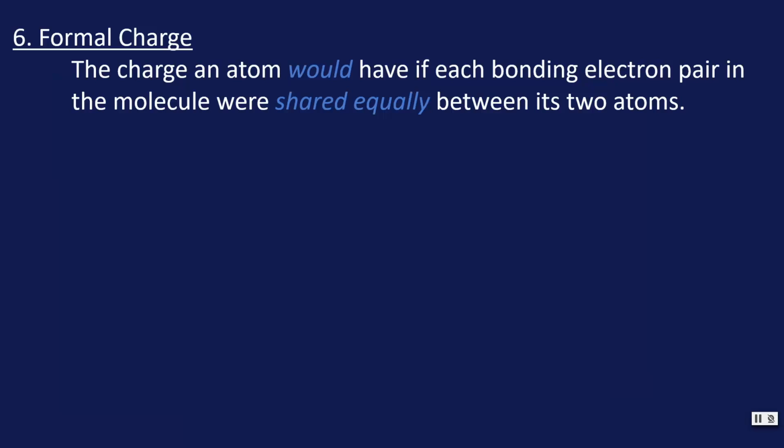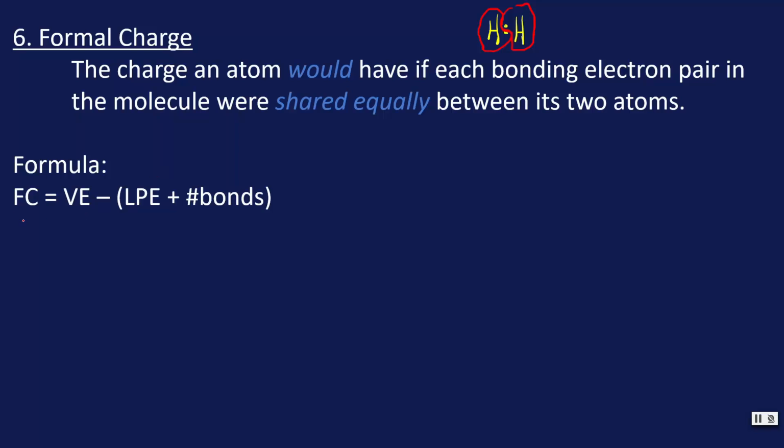So step 6, formal charges. A formal charge is the charge an atom would have if each bonding electron pair in the molecule were shared equally. So for hydrogen, for instance, hydrogen gas forms a bond with itself, and the formal charge would be if each hydrogen had its own share of the electrons in that bond.